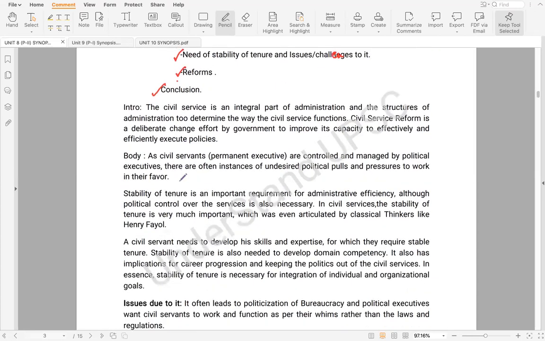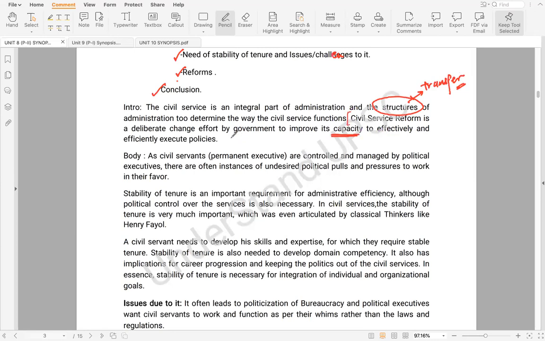Okay, as far as the introduction is concerned, the civil service is an integral part of administration, and the structures of administration determine the way civil services function. So why are we talking about the structure? Because a transfer policy would always pertain to the structure of the organization, in which case this is civil services, right?